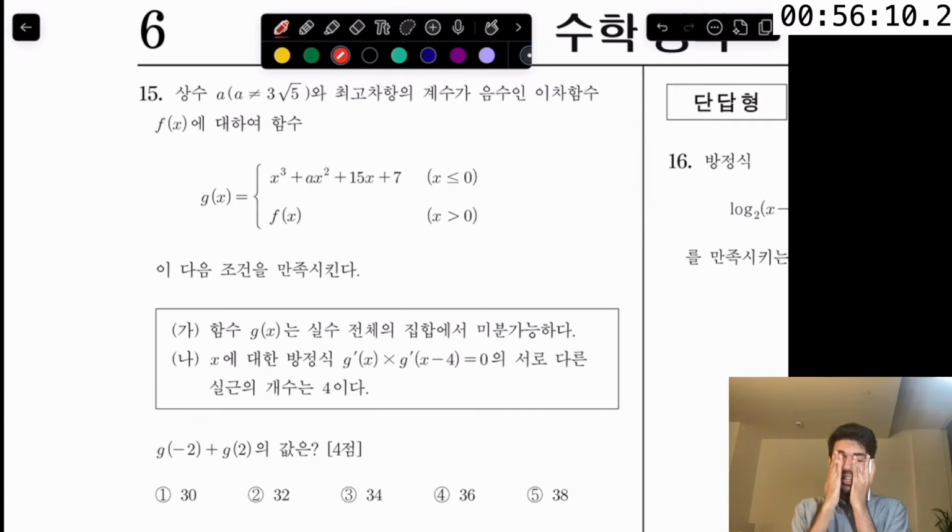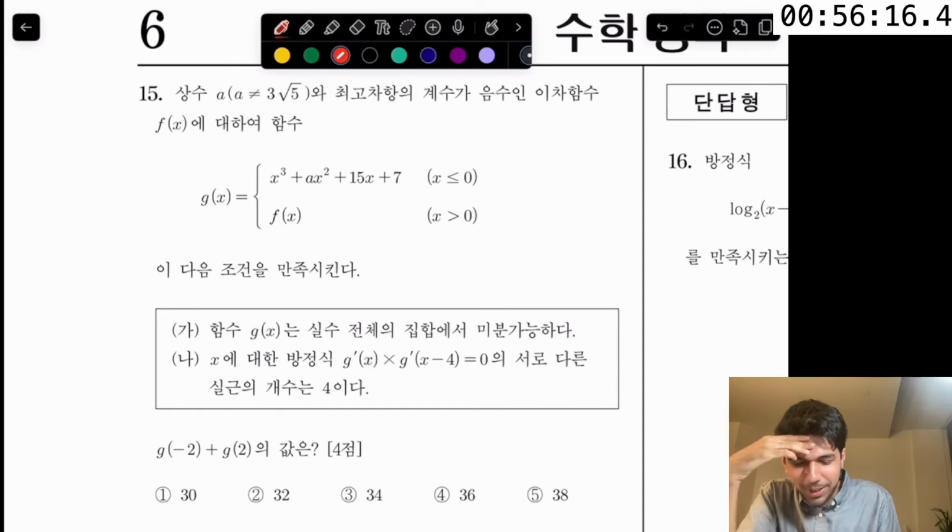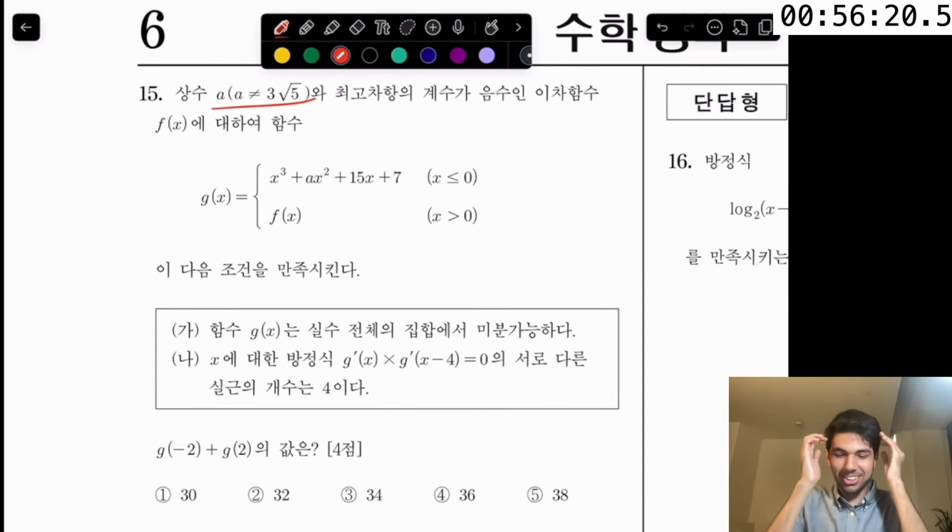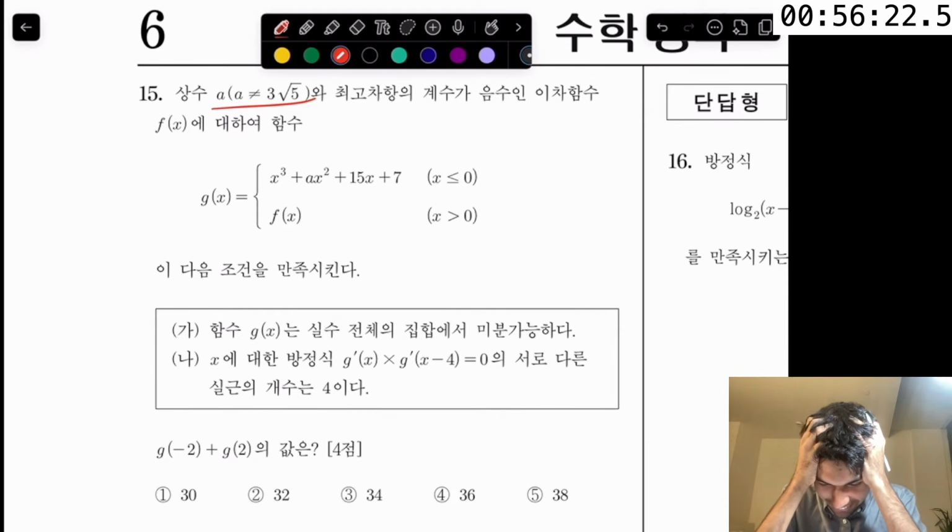Oh, Jesus Christ. Okay, this is a crazy start to a question. A, then in parentheses, A does not equal 3√5. What a random thing to say. What am I supposed to do?